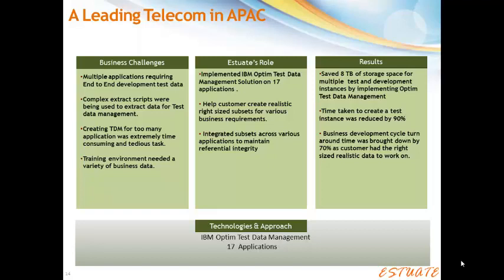Using Optim, they are now subsetting referentially intact data across multiple applications and reducing their storage requirement by over 8 terabytes, and development cycle turnaround time reduced by 70%. They also had training environments for their CRM system, the data within which was earlier created manually to cover various business cases. But with Optim, they now have around 15 to 20 small subsets which they can use to refresh their training environment in a matter of a few minutes, cutting down all the dependencies and overheads that they once had.